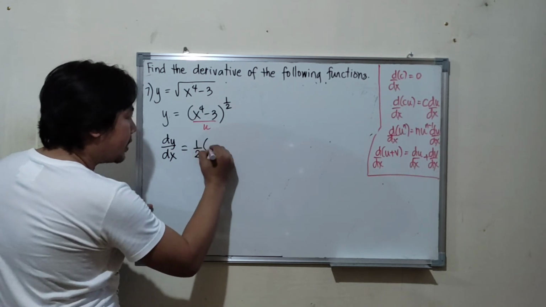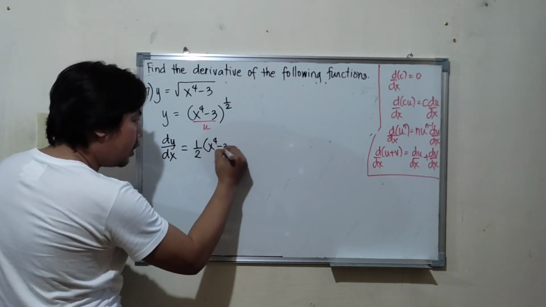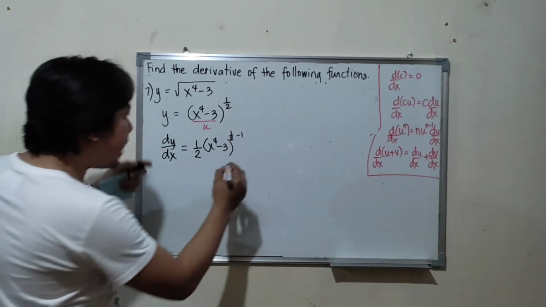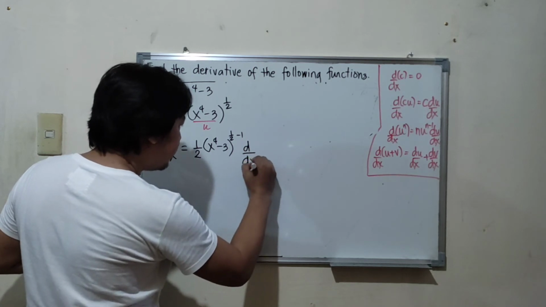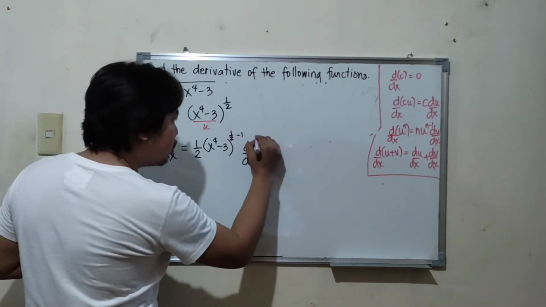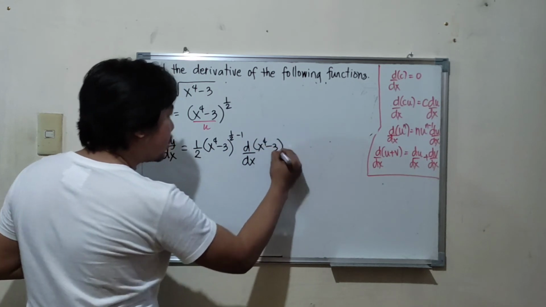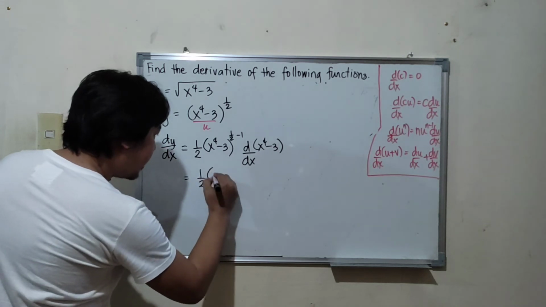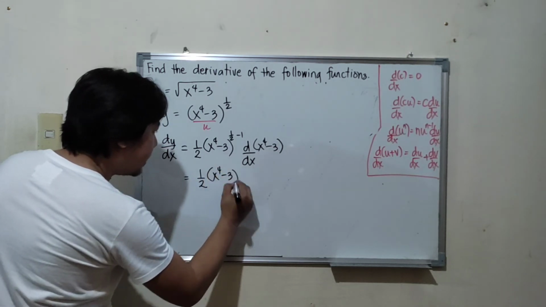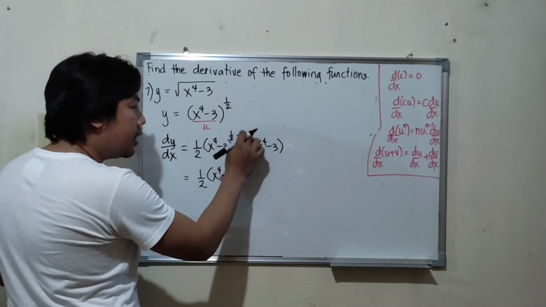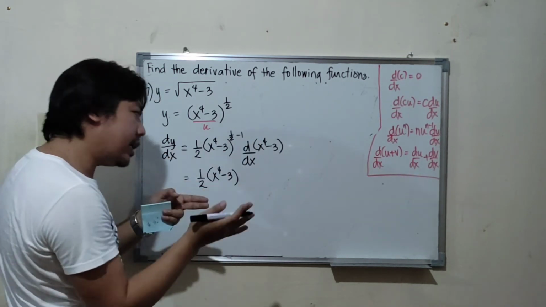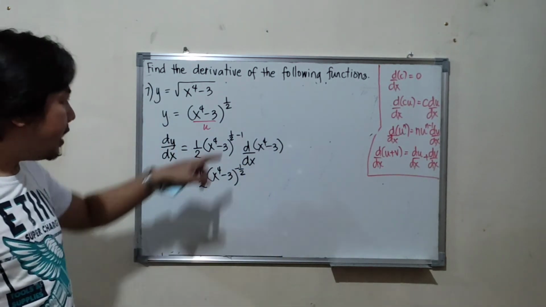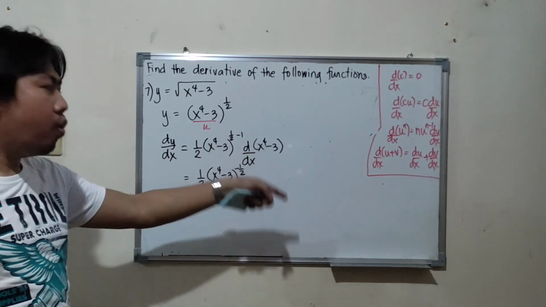Therefore, derivative of y with respect to x equals 1 half multiplied to the base. So, 1 half times x to the fourth minus 3 raised to 1 half minus 1 times derivative of the u, which is x to the fourth minus 3. Okay, so simplify. We have 1 half and then we have x to the fourth minus 3. Again, 1 half minus 1, that is equal to, so kalahati, bawasan ng isang buo. So, we have negative 1 half. Okay? So, 1 half minus 1, that is negative 1 half.